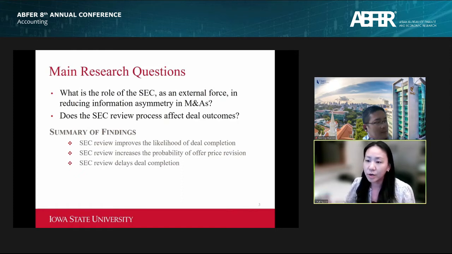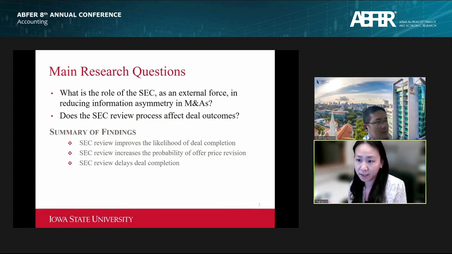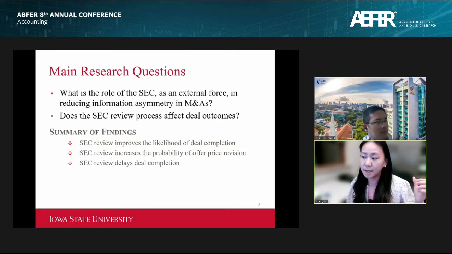A very quick review of our findings. We find the review process improves the likelihood of deal completion and also increases the probability of offer price revision, which doesn't happen very often. This is economically significant because price revision happens in about 10% of our sample, and the SEC review process seems to significantly affect that probability. And not surprisingly, the review process delays deal completion, the duration between deal announcement and deal completion.